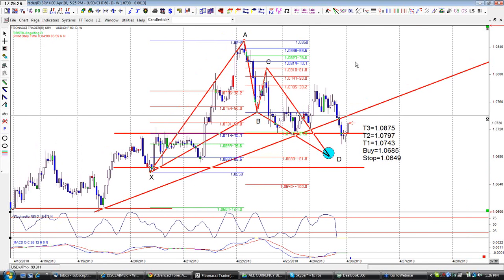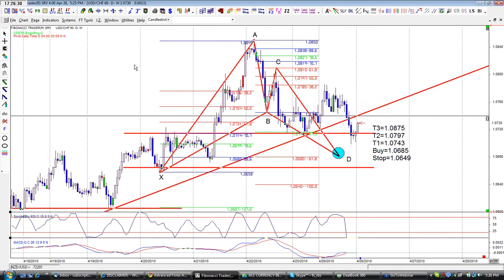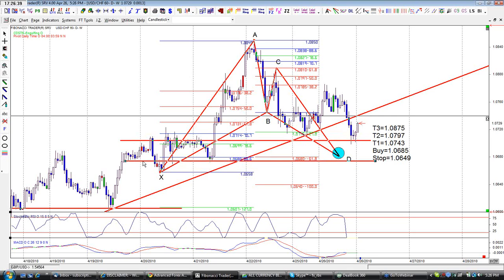Now, let me show you another example of those supply and demand zones. Also, you can call them support and resistance zones. You guys can see this small consolidation that we have over a couple of days. They form that zone. We have a bullish pattern with a D inside the zone.